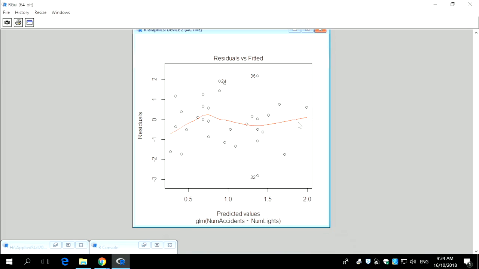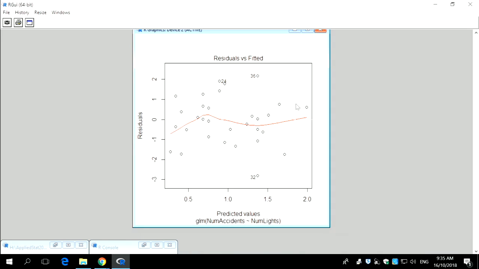So the baseline is 0. In this case, we can see that most of the points are around the zero horizontal line, and it's really hard to find a pattern, even if we have this very small pattern here. So I think it's fine to consider to use our model. That means the Poisson model, including the linearity assumption and also the Poisson distribution assumption, I think they are fine.